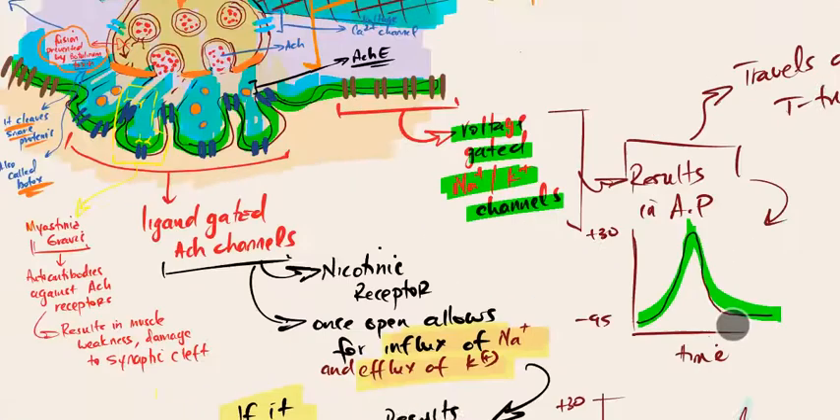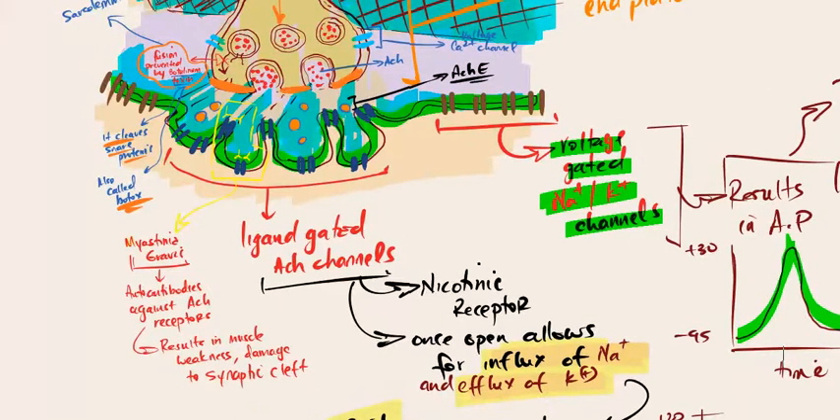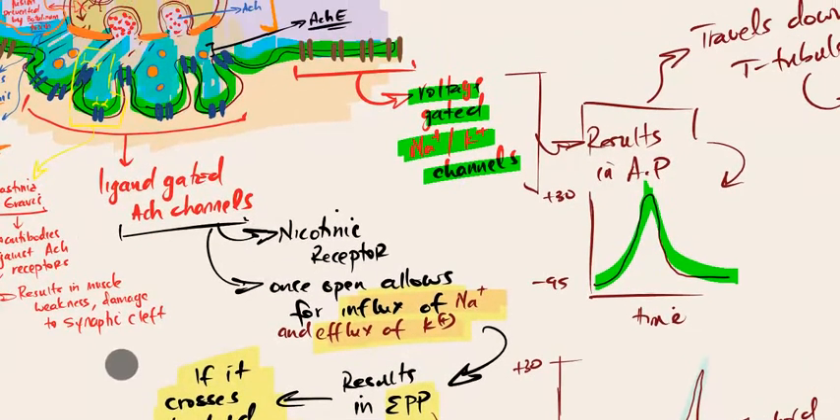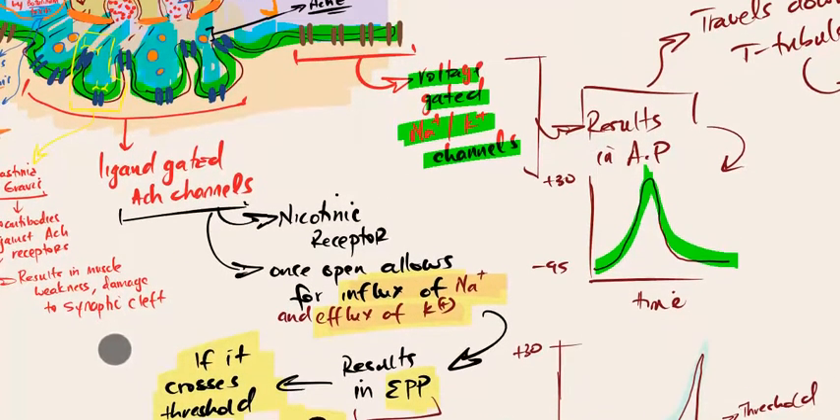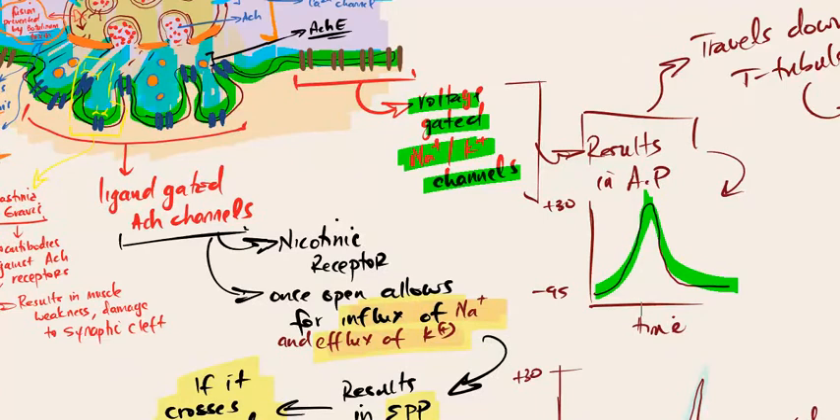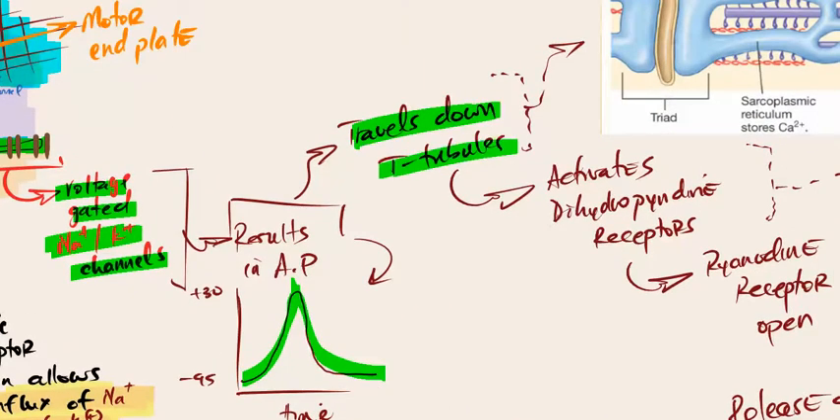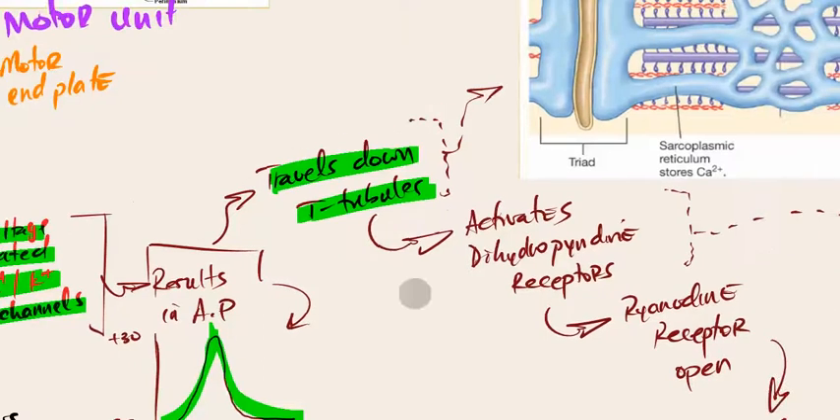So once the acetylcholine is released into the neuromuscular junction, it's going to act on these ligand-gated acetylcholine channels, nicotinic channels. They're going to open. You get this influx of sodium, and this end plate potential being generated. If it's above threshold, then you're going to elicit an action potential. The action potential will then travel across the sarcolemma, down the T tubules, right?